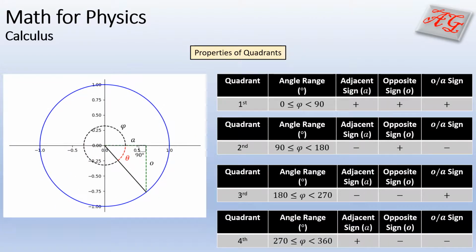In the fourth quadrant, the angle phi ranges from 270 degrees to 360 degrees. The sign of the adjacent side is positive and the sign of the opposite side is negative. Thus, the sign of the ratio between the opposite and the adjacent side is negative.